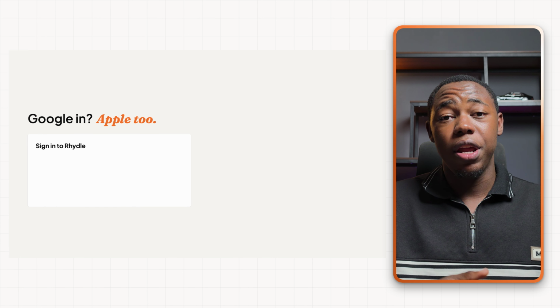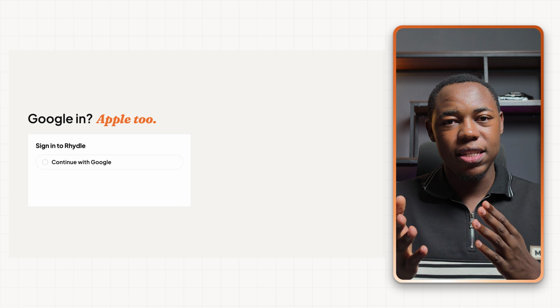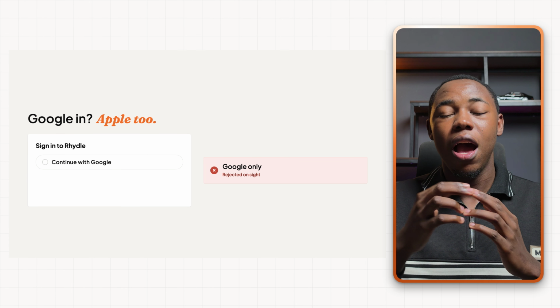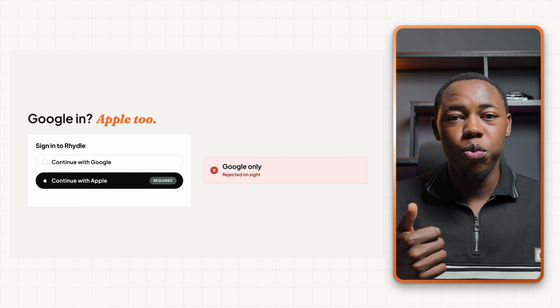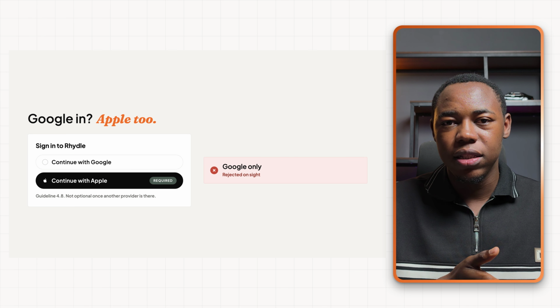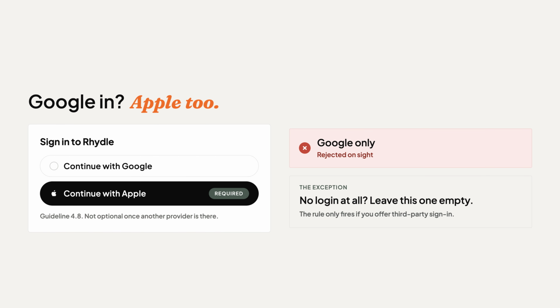Since you are publishing your app on the App Store, if you offer authentication, you must integrate Apple authentication among the authentication methods. If there is authentication with Google in your app, then you must provide Apple authentication. But if your app doesn't provide any authentication, you can leave this one empty.